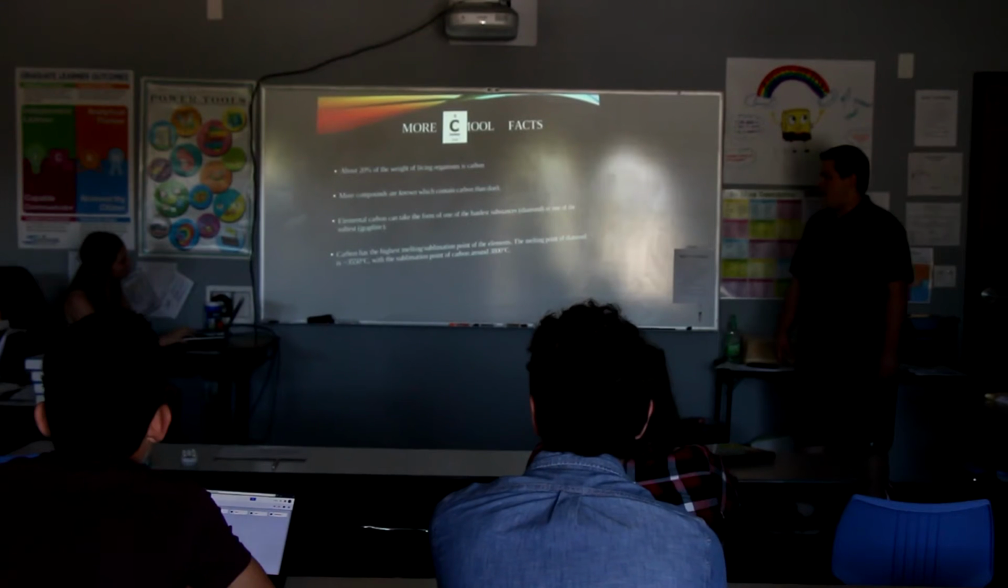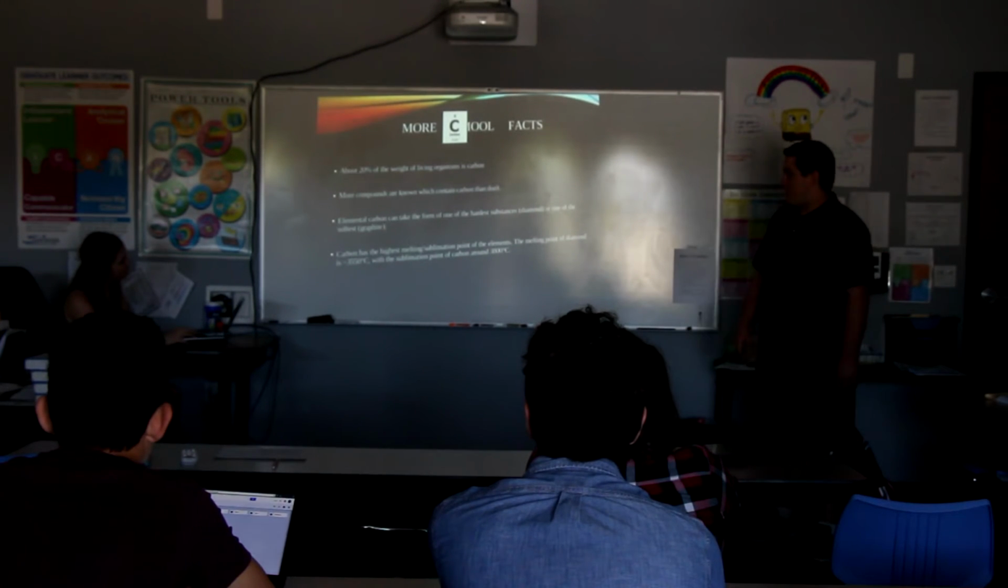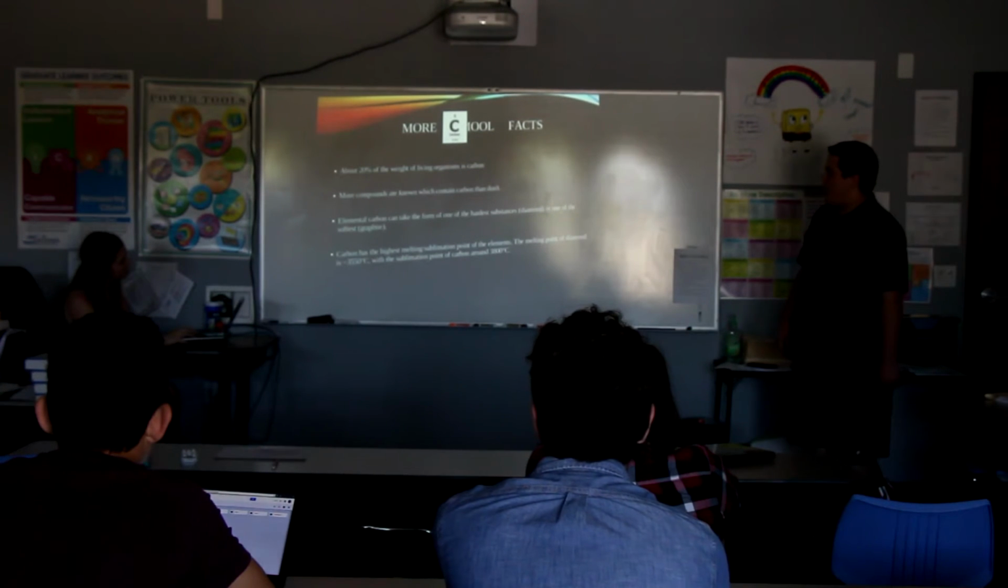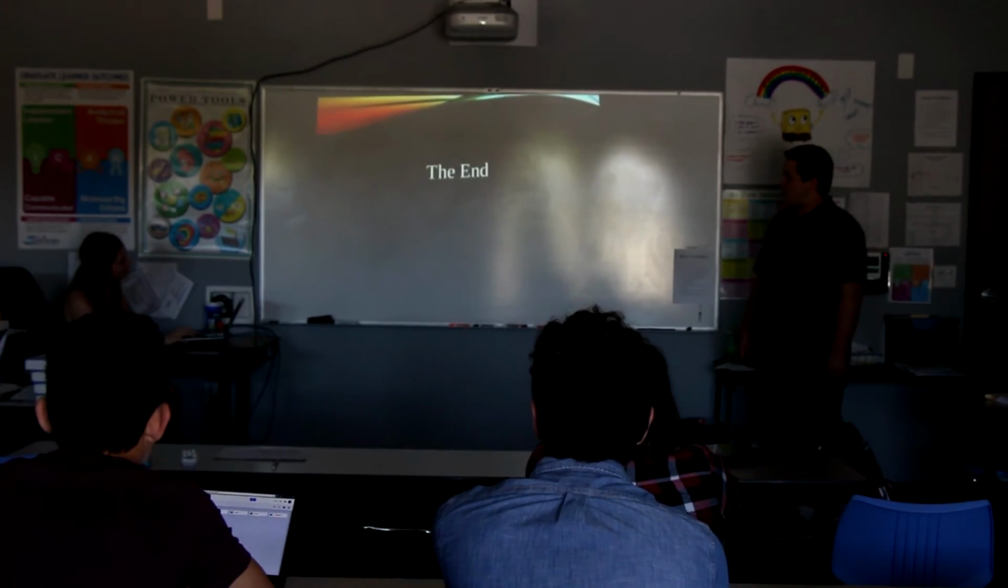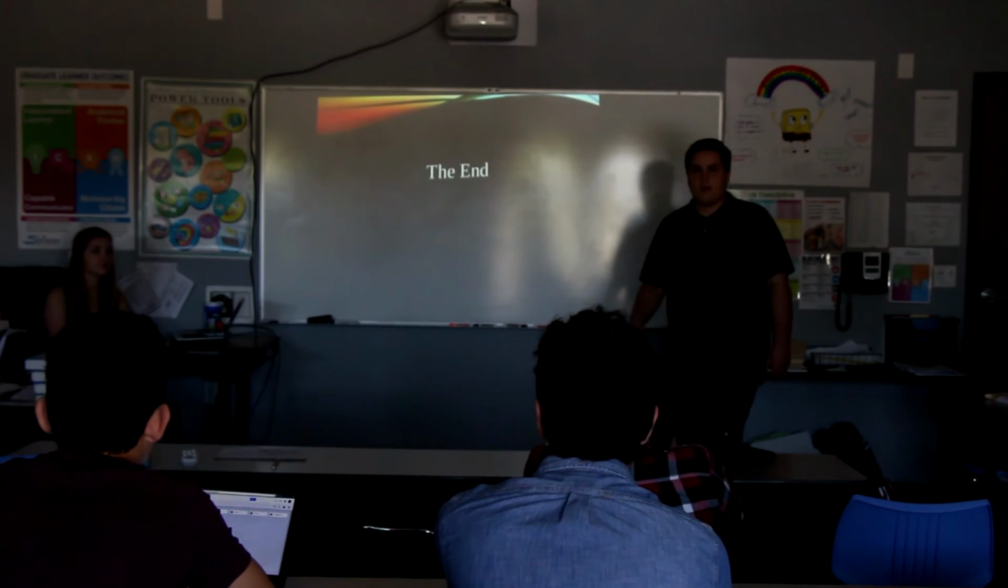The melting point of diamond is 3,550 degrees Celsius, with the sublimation point of carbon around 3,800 degrees Celsius. That concludes my presentation. Questions, comments, concerns?